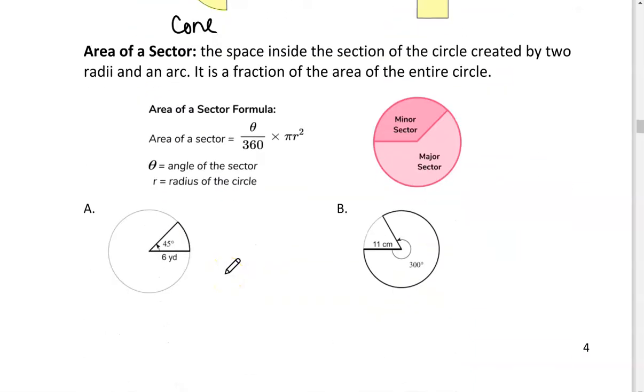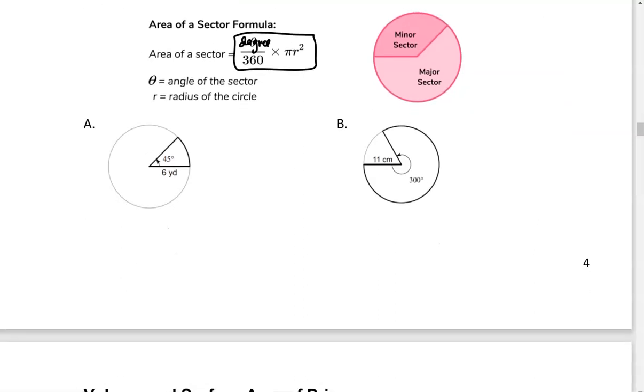All right, lastly, we're going to talk about area of a sector. So here is our formula where we put our angle or degrees over 360 times pi r squared. That's the formula for area of a circle, and then our portion of it that we're using. So we are going to take 45 divided by 360, times pi times 6 squared.